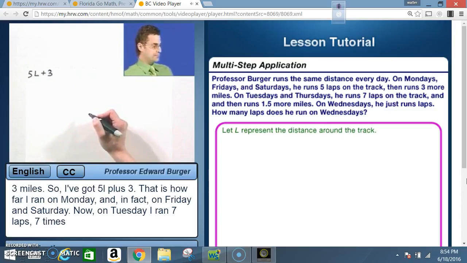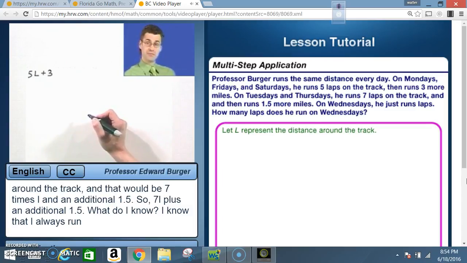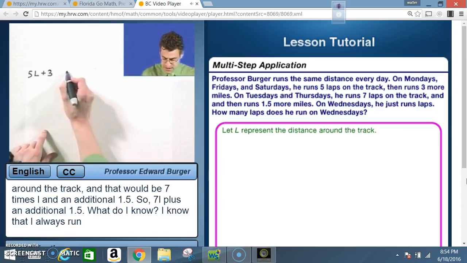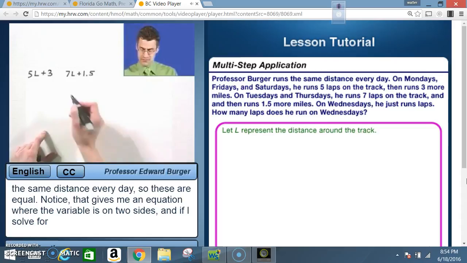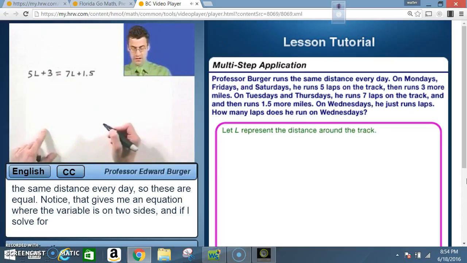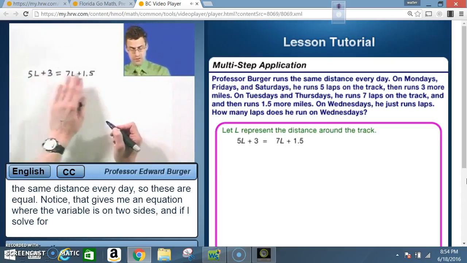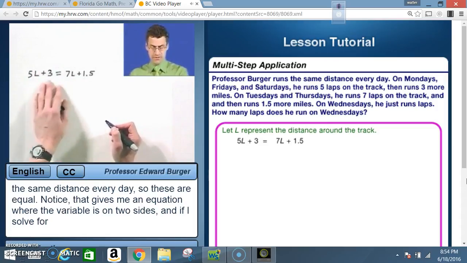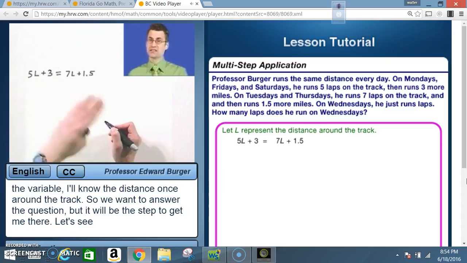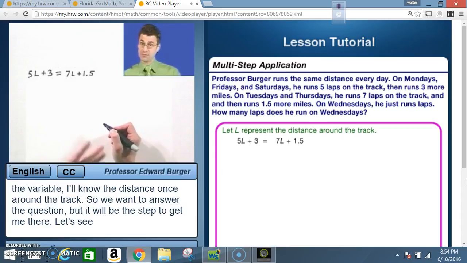Now, on Tuesday, I ran 7 laps, 7 times around the track. That'd be 7 times L, and an additional 1.5. So 7L plus an additional 1.5. And what do I know? I know that I always run the same distance every day, so these are equal. Notice that gives me an equation where the variable is on 2 sides, and if I solve it for the variable, I'll know the distance once around the track. So it won't answer the question, but it'll be the step to get me there.